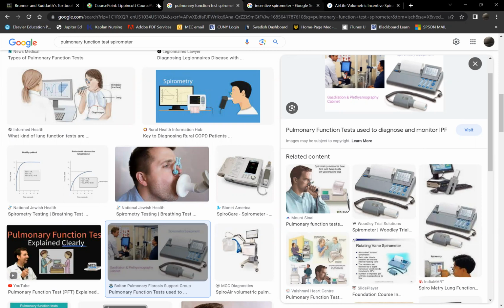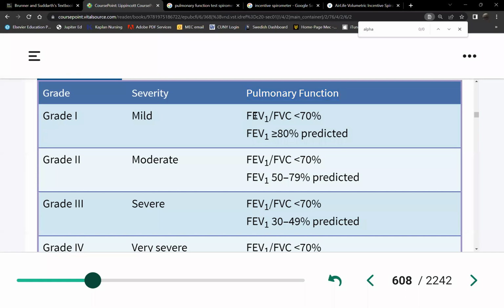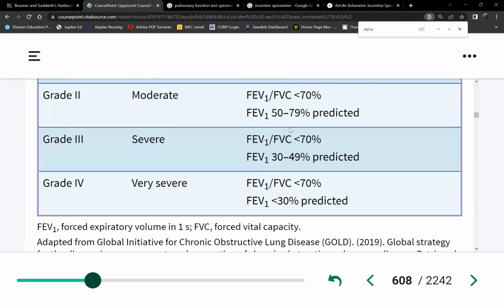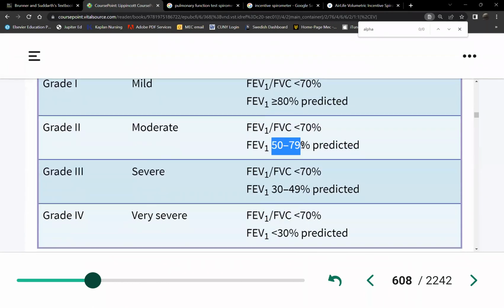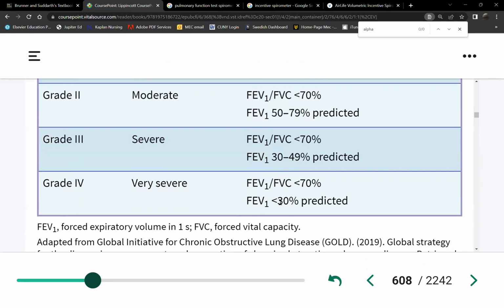One of the measurements is the FEV1. So what does this stand for? This stands for forced expiratory volume in 1 second. That's why it's called FEV1. So if it's less than 70%, then that's grade 1. Less than 50%, less than, sorry, all the way to less than 30, then that's grade 4.